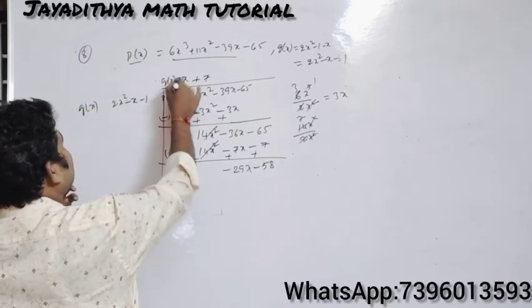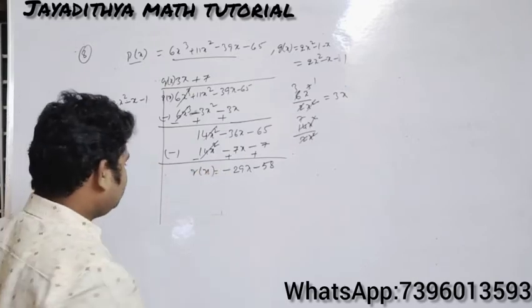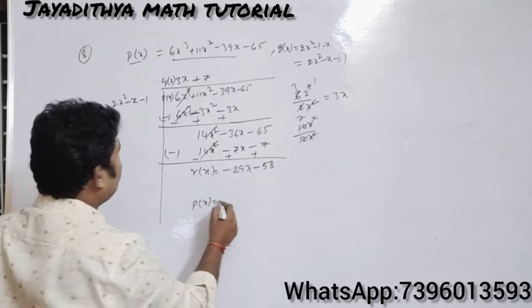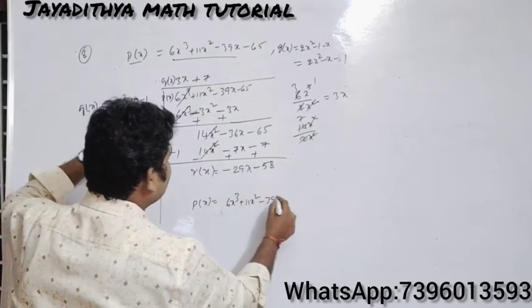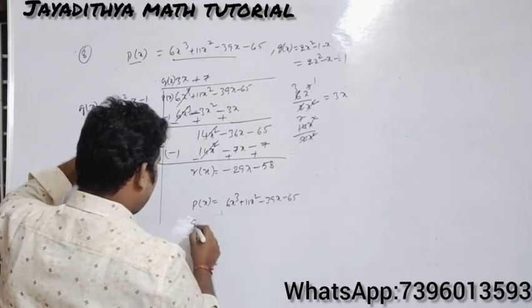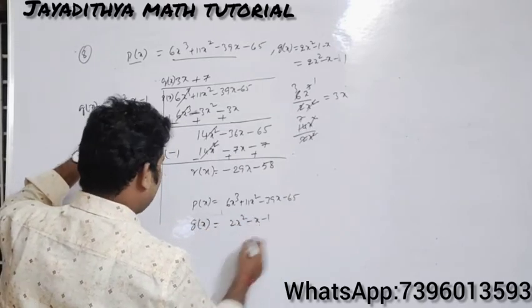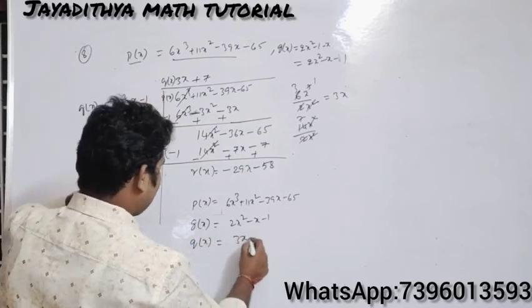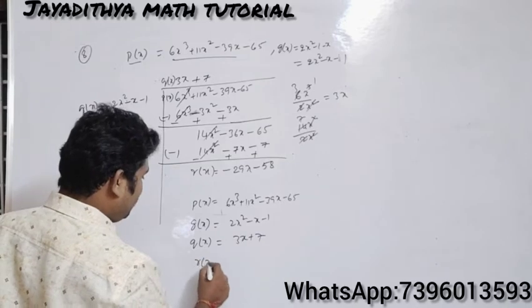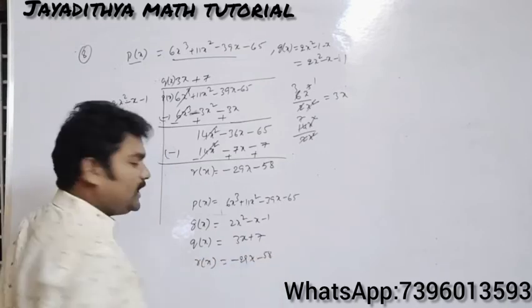So this is the g of x and this is nothing but p of x. This will be your quotient, that is q of x, and this is the remainder r of x. Write everything. So p of x is equal to 6x³ + 11x² − 39x − 65. And g of x is 2x² − x − 1. The quotient is 3x + 7. And r of x is nothing but the remainder, that is −29x − 58.